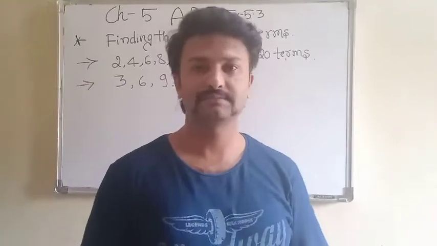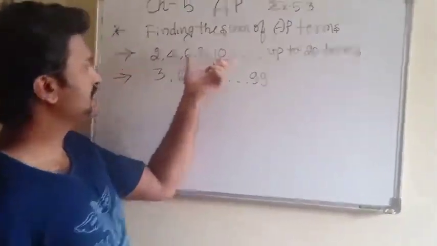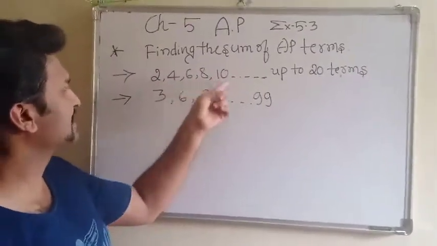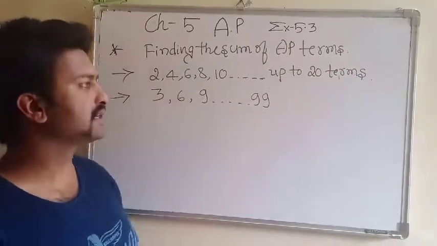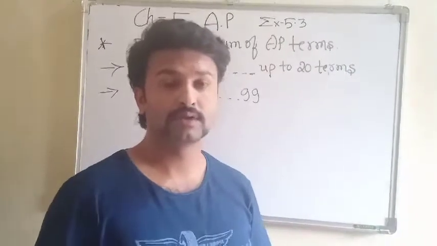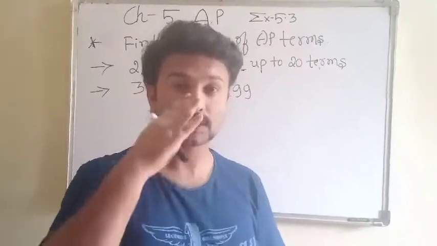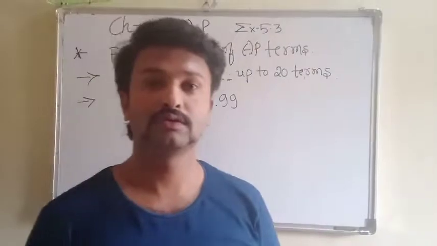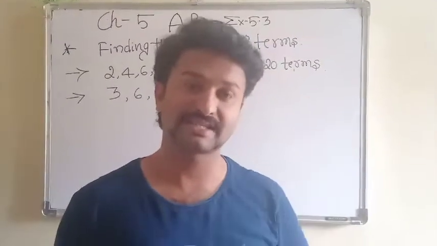For example, here is one AP: 2, 4, 6, 8, 10, up to 20 terms. Here two conditions are there. You have to remember again, and before this, you have to recall whatever we discussed in the last classes.